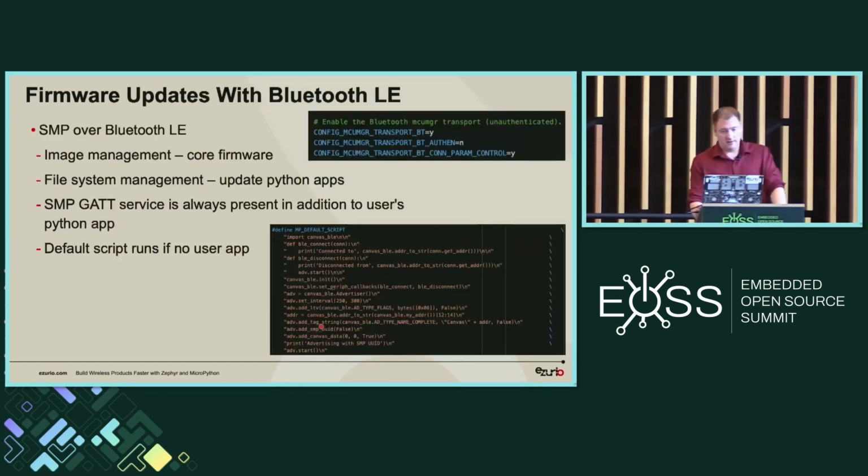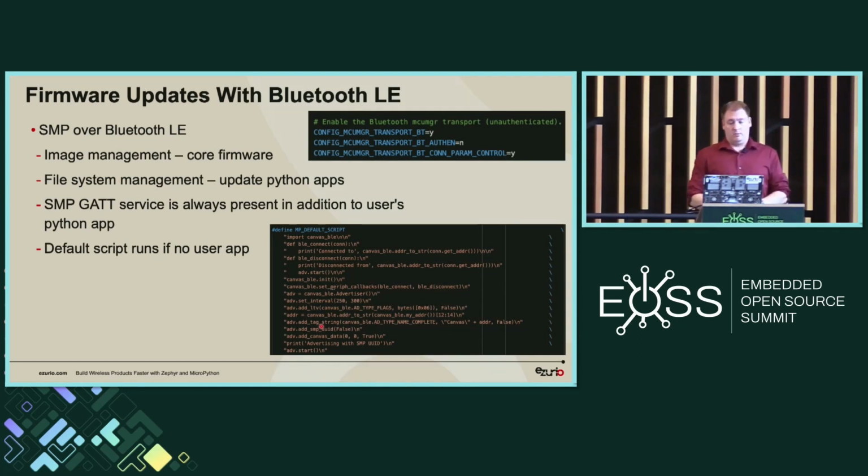So first, firmware updates over BLE. We use the SMP protocol that's built into Zephyr. SMP in this case stands for Simple Management Protocol, not Symmetric Multiprocessing. I know there are dual acronyms there, so it's confusing sometimes. With SMP, it gives you a standard way to do image management. Also, you can do file system management, which is great for updating your Python apps over BLE.